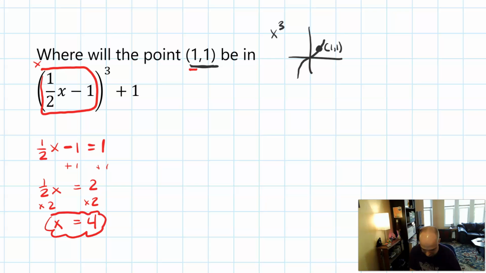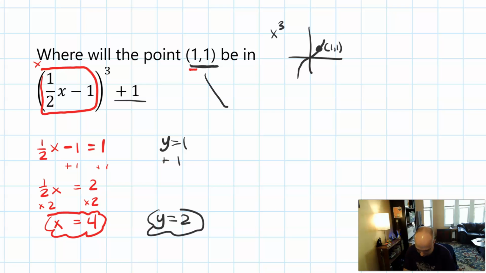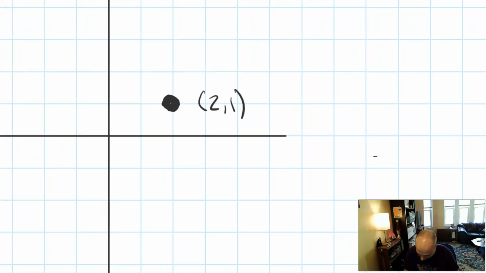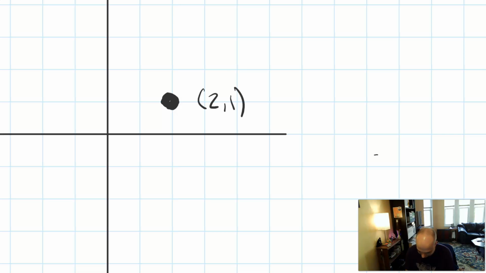That is, I'm going to have some point with an x coordinate of 4. Then I'll do the y's. The y is just, I'm at y equals 1, and then I have a plus 1. So my new y is going to be y equals 2. So the point 1, 1 is going to be moved to 4, 2. We can now go put that on the graph. 1, 1 was moved over to 4, 2.